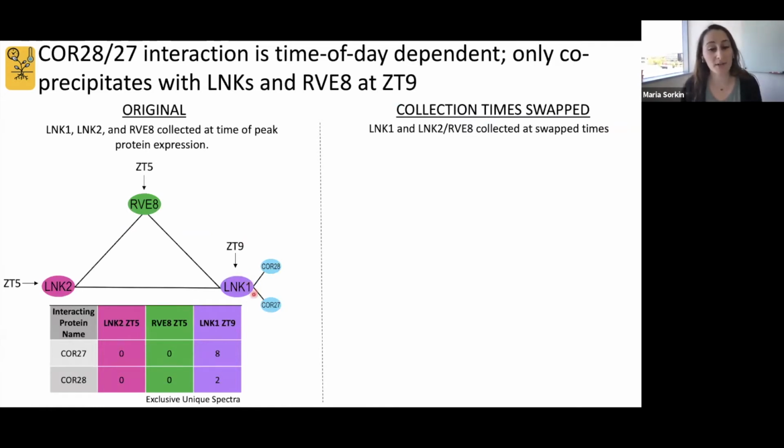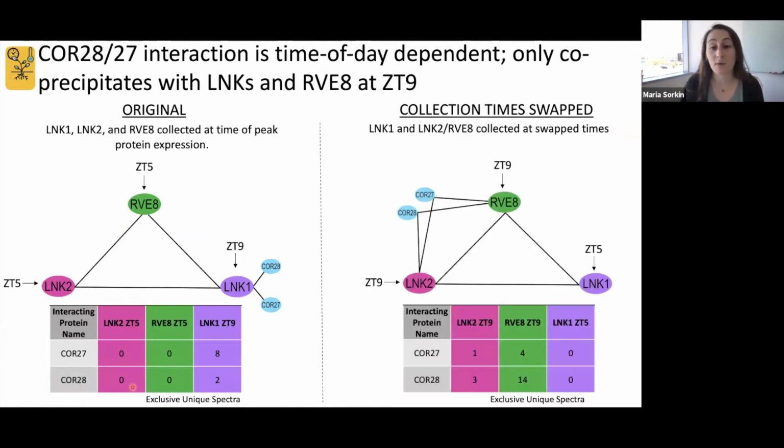Okay, so again, in our original experiment, we did not see any spectra popping up in our link 2 and Rev 8 affinity purifications. And then when we swapped them, we saw exactly the opposite. So when Rev 8 and link 2 are collected near the end of the day, core 27 and 28 now appear in their affinity purifications, while link 1 lost its interaction with the cores, indicating that there's a time of day specific component to this interaction. And this is interesting in the circadian world because this kind of narrows down the time of day that the cores could be influencing clock activity, specifically towards dusk at the end of the day.